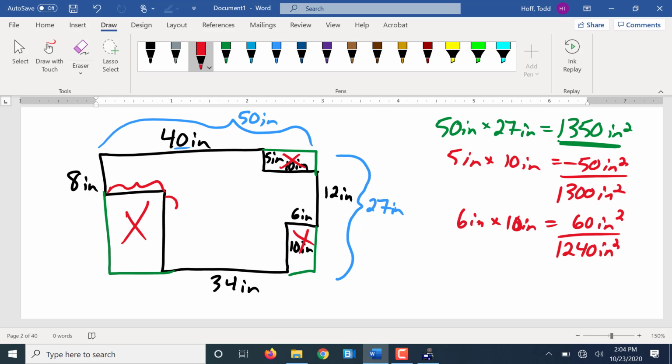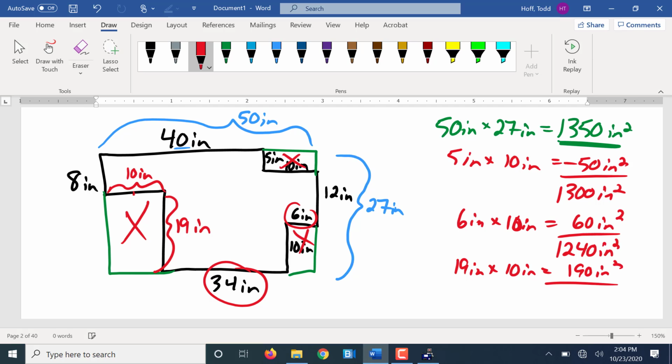Okay, yeah, so for this one, you're right, it's 27 minus 8, which is 19. Up here, it's going to be 50 minus 34 and 6, right? So it's 10 inches, perfect. You got her. 19 times 10 is 190, which gives us 1,050 square inches for area.